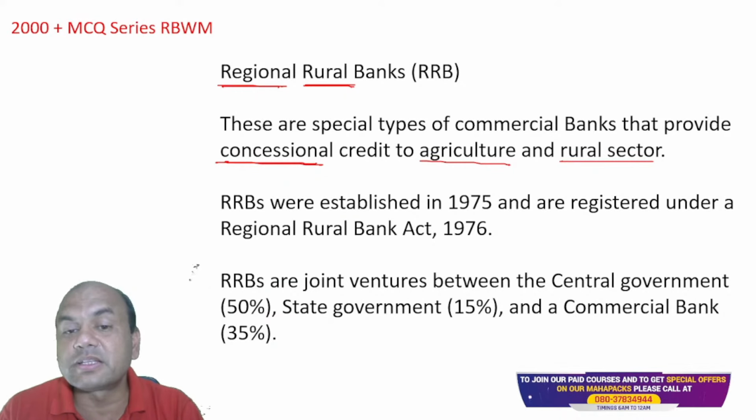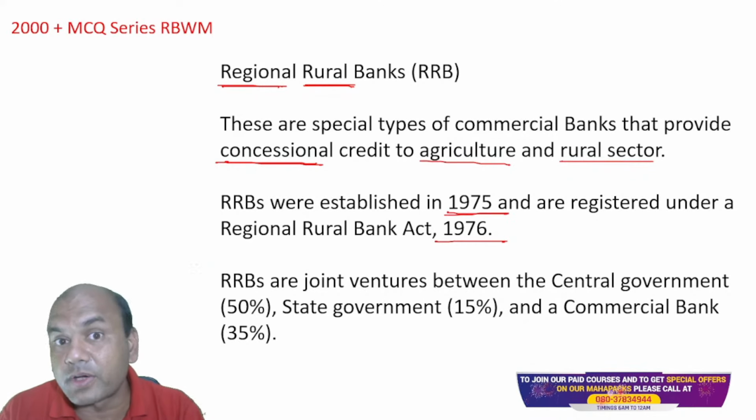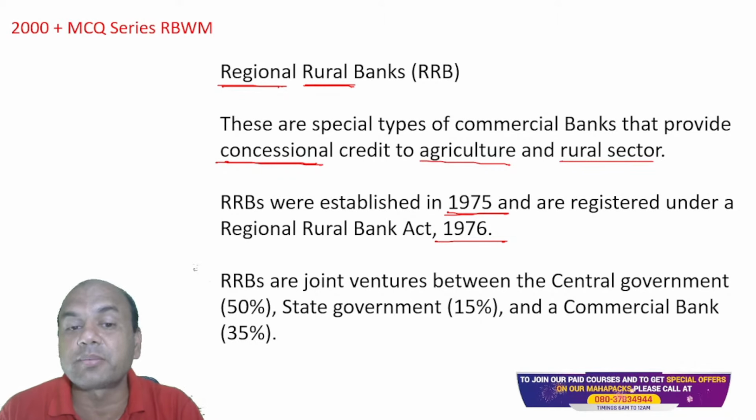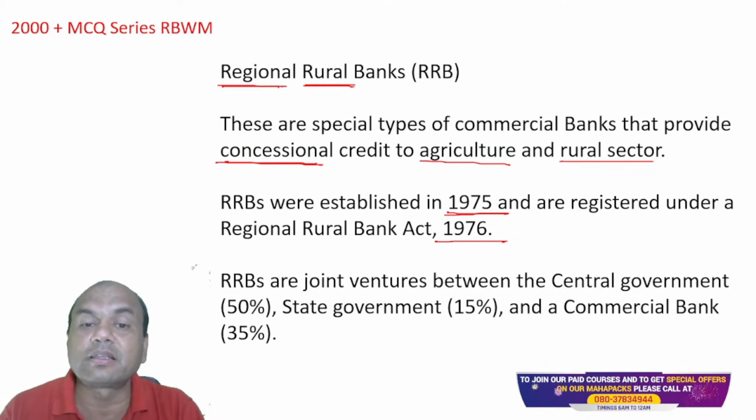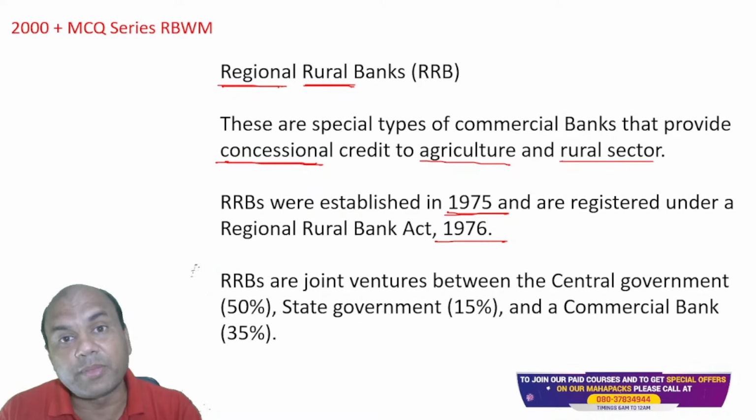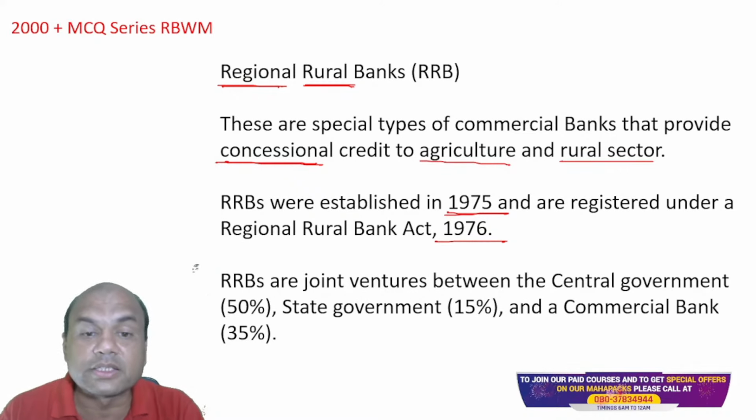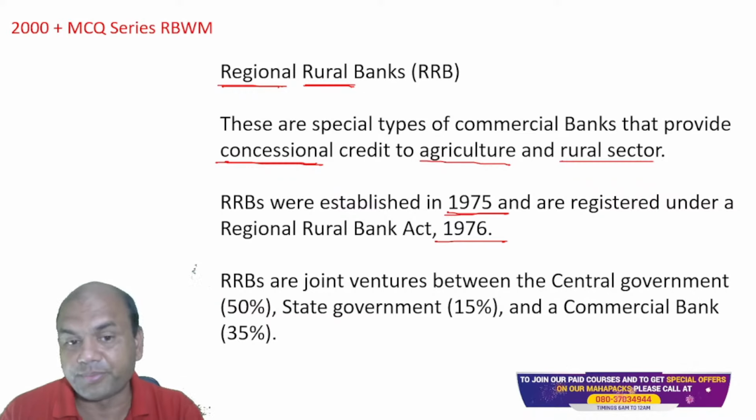RRBs were established in 1975 under the RRB Act 1976. Remember, this act is of 1976 and the bank is in 1975. Remember, these 2 years are reversed. Generally, the act is first and the banks are later, like in the RBI Act, 1934 Act and then the bank in 1935. But here it's reverse. That's why this is important.